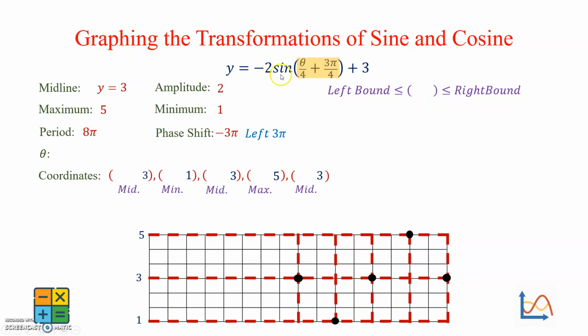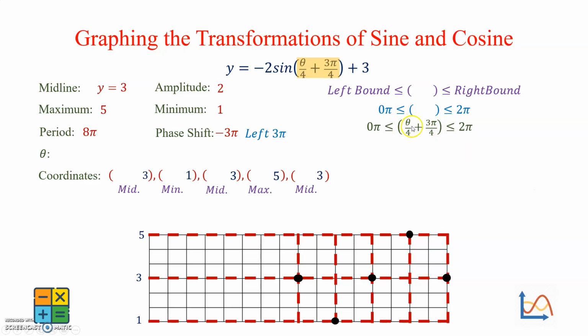And again, the focus is sine. The original left bound of sine is 0 pi. The original right bound is 2 pi. Again, there are other trig functions that don't start at 0 pi and don't end at 2 pi. So let's substitute what's inside the parentheses.